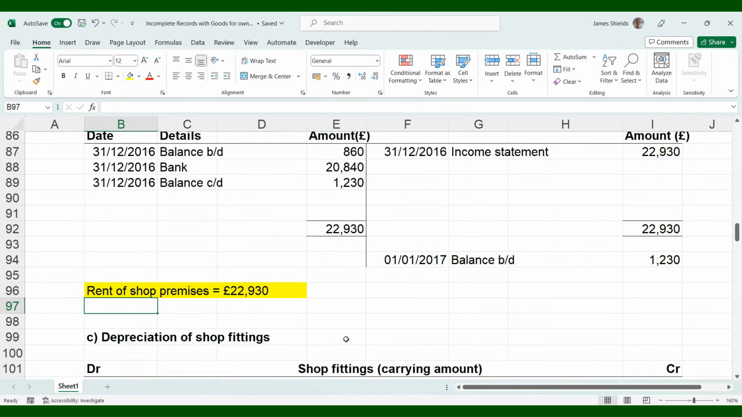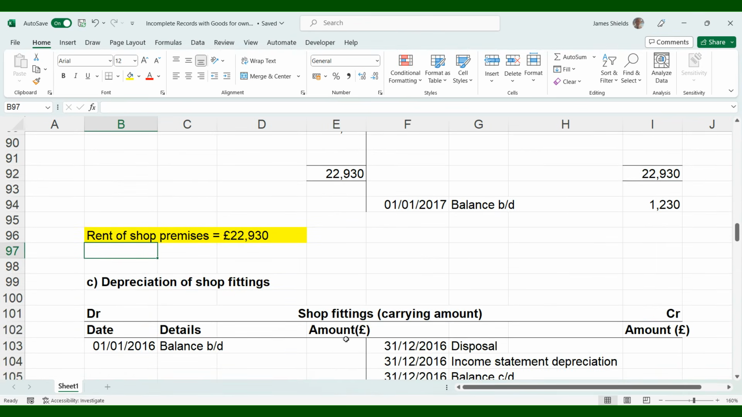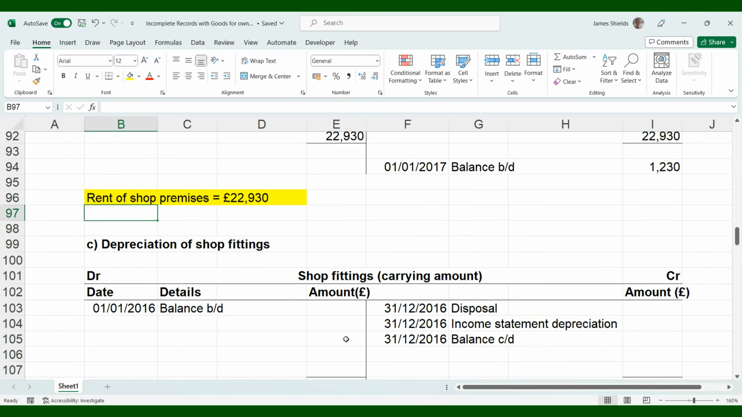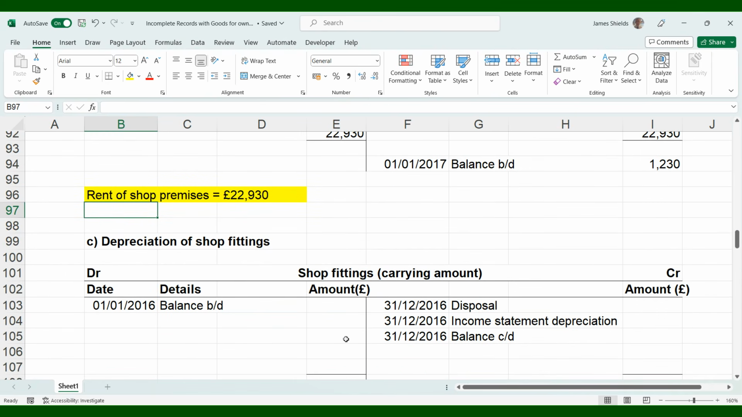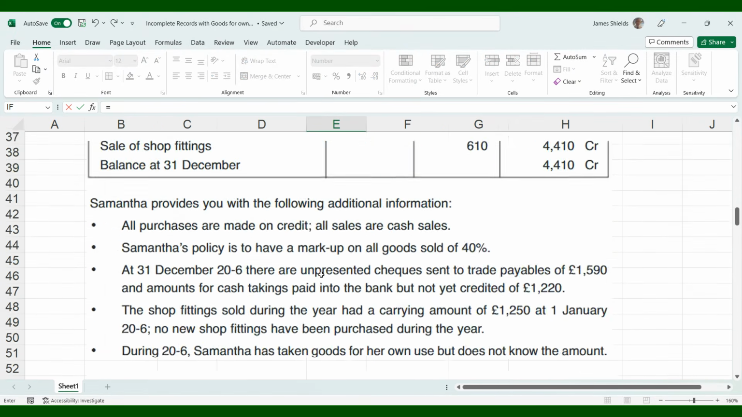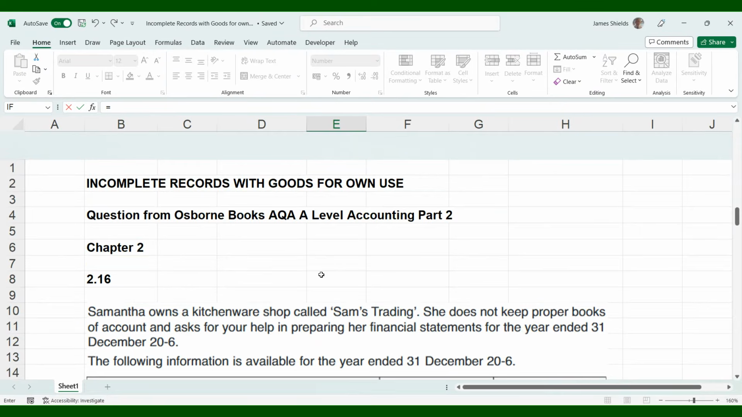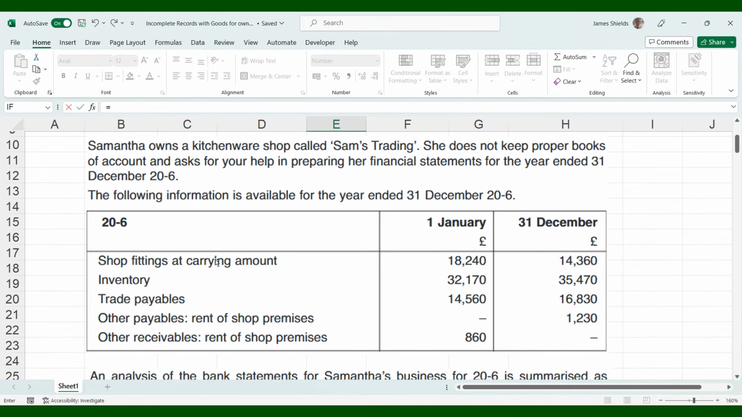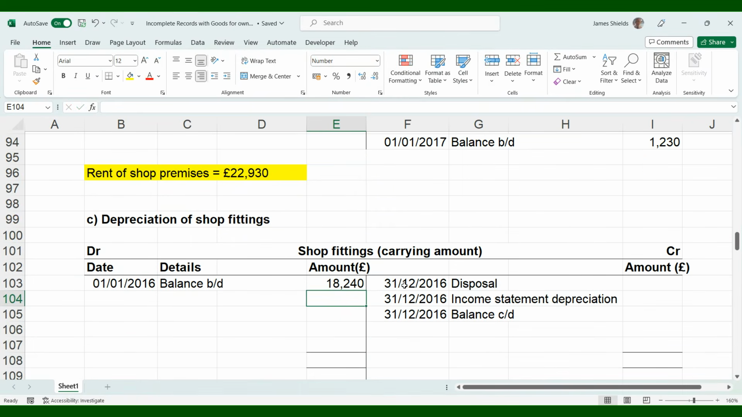Right, part C, the depreciation of shop fittings. We've got no information in the question about depreciation policies, if it's a reducing balance or straight line method. So we prepare what's called a shop fittings carrying amount account. Now my balance brought down, again, this can be the initial information for shop fittings, the balance on the 1st of January. So I'll go back to the top of the question. Shop fittings carrying amount was £18,240. So that's my balance brought down.